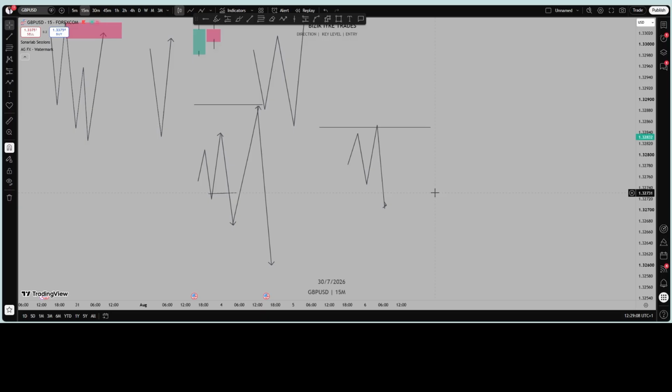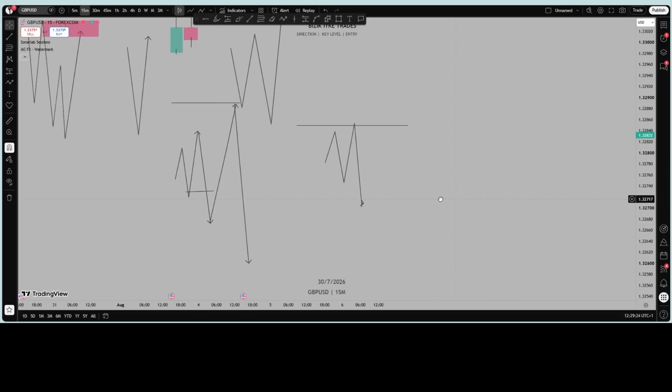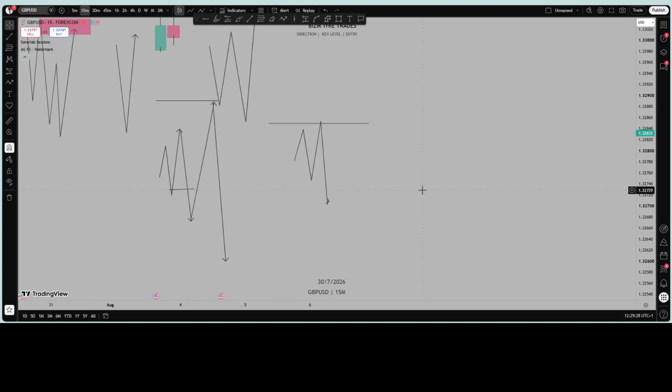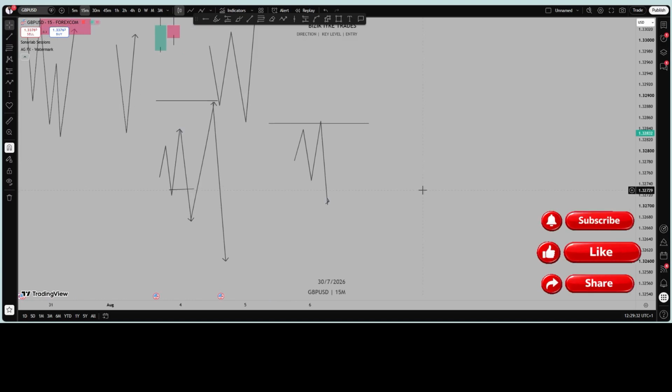Stick to one method. If you are using MS&R, stick to MS&R. If you are using demand and supply, stick to demand and supply. If you are using old highs or lows, stick to that. Any strategy you are using, use this entry confirmation. Go to my videos. I made a video with detailed information.